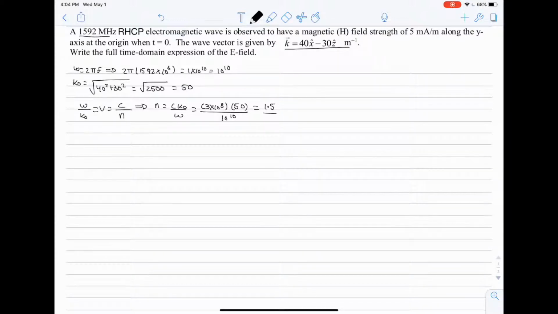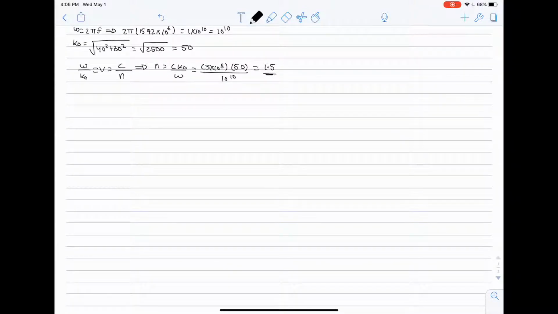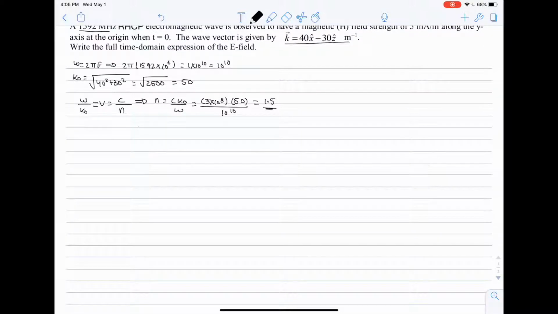So in the future, when we figure out our eta, it is not going to be 377, it's going to be 377 divided by this number over here. Now, we can draw our axes, and over here, I'm going to choose this to be my x-axis and this to be my z-axis, because we're given x and z as our wave vector, so it'll just be easier to use the x and z axes.